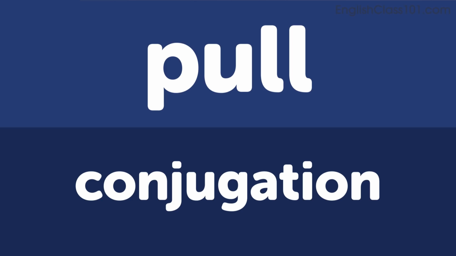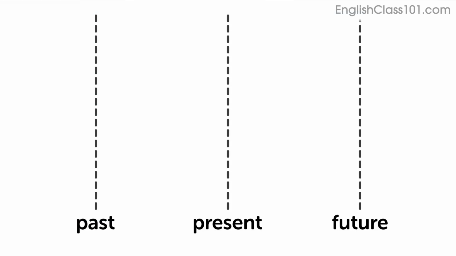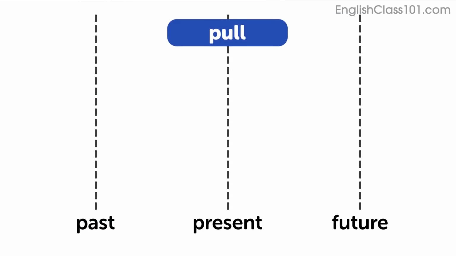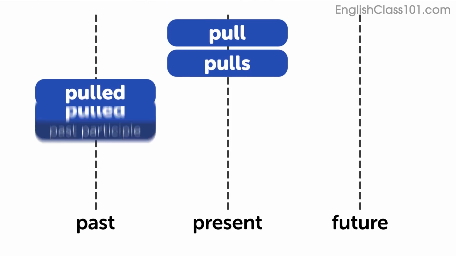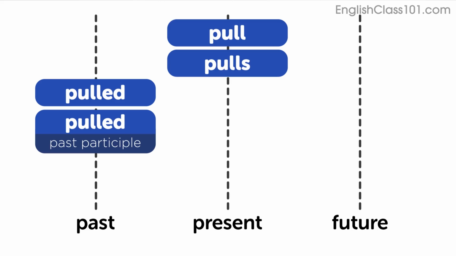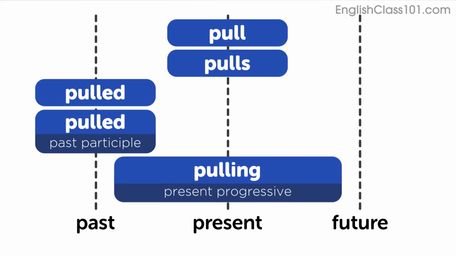Okay, now let's look at the conjugations for this verb. Present, pull, pulls. Past, pulled. Past participle, pulled. Progressive, pulling.